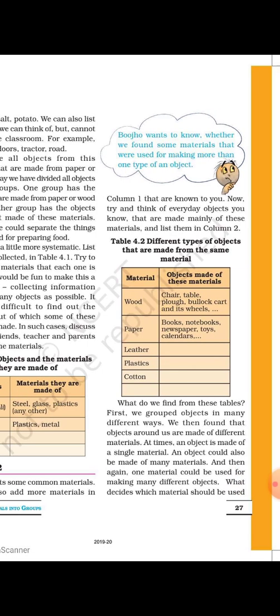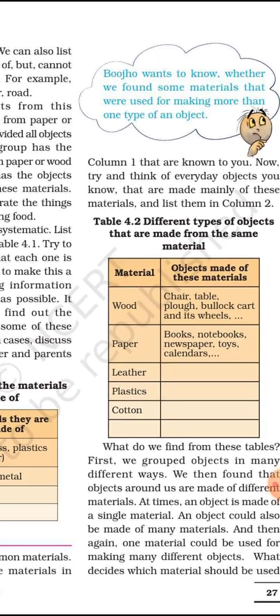Next, in table 4.2 they have given many types of materials, and from those materials, what objects can be made is also given. See the first one, wood. From wood what can we make? We can make a chair, table, and a pull-along cart and its wheel.